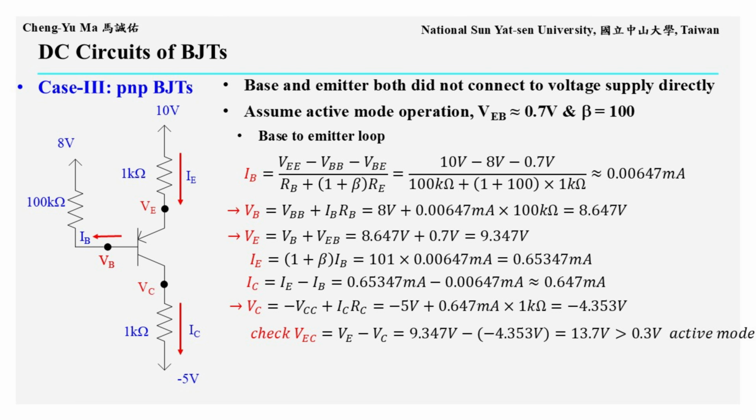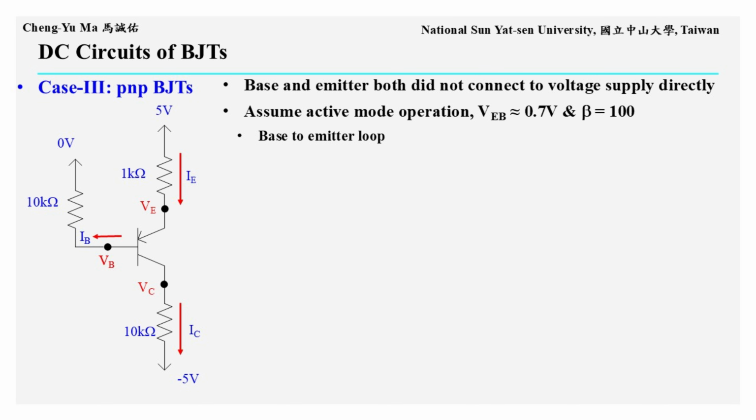After IB is found, VB equals 8 volts plus 0.00647 milliamps times 100 kiloohms, giving 8.647 volts. Then VE equals VB plus VEB, so VE equals 9.347 volts. IE equals (1 plus beta) times IB, giving about 0.65347 milliamps. Then IC equals IE minus IB, which is about 0.647 milliamps. VC equals negative VCC plus IC times RC, giving negative 4.353 volts. Finally, VEC equals VE minus VC, which is 13.7 volts. Since this is greater than 0.3 volts, the active mode assumption is correct.